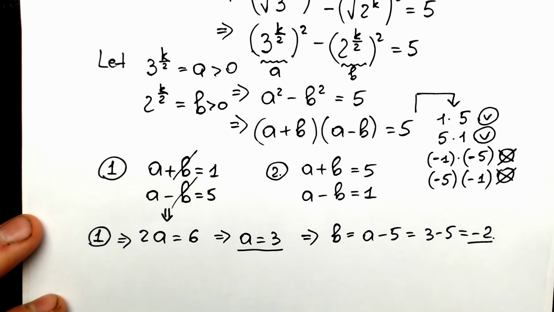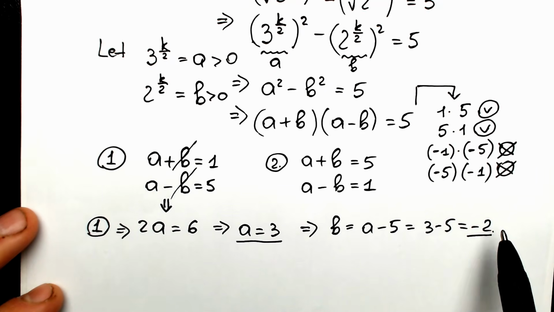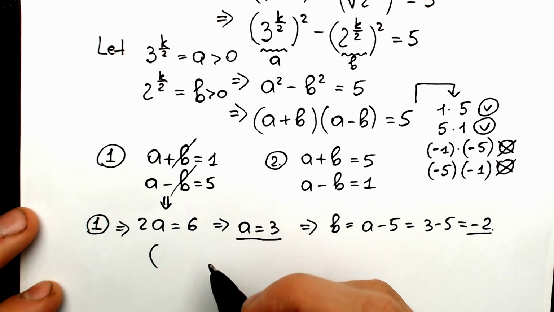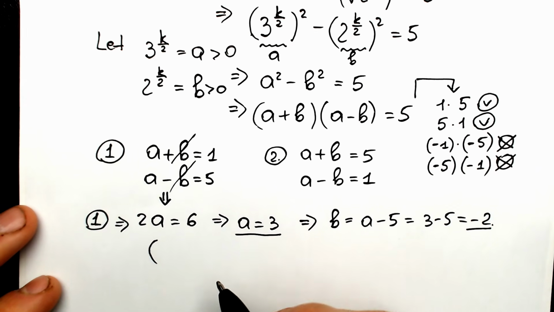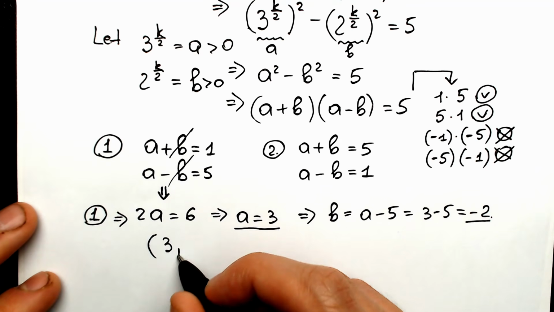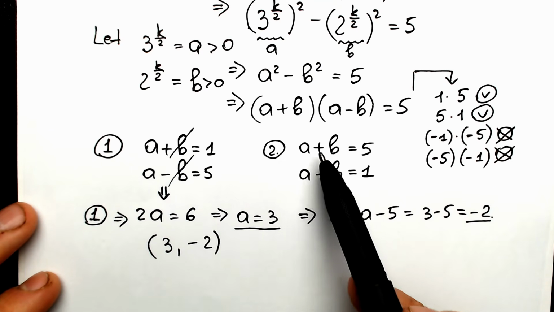And a really interesting moment, because a equal to 3 is good for us and b equal to minus 2 is not good for us, but let's write it. So I think that we will reject this pair, but let's write this pair. So we have 3 and minus 2. This is our first system of equations, and let's solve our second system of equations.